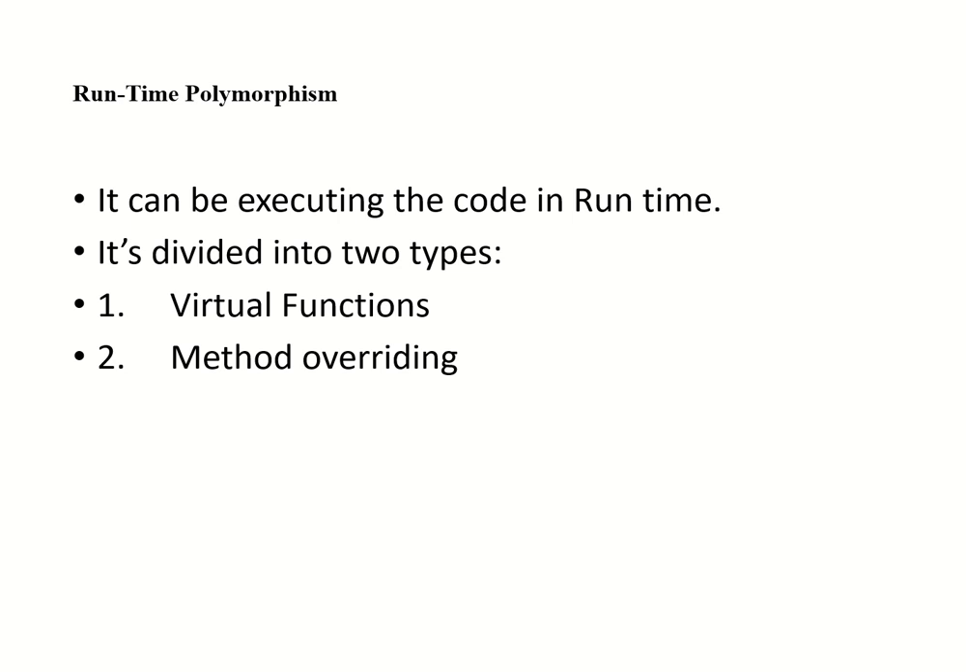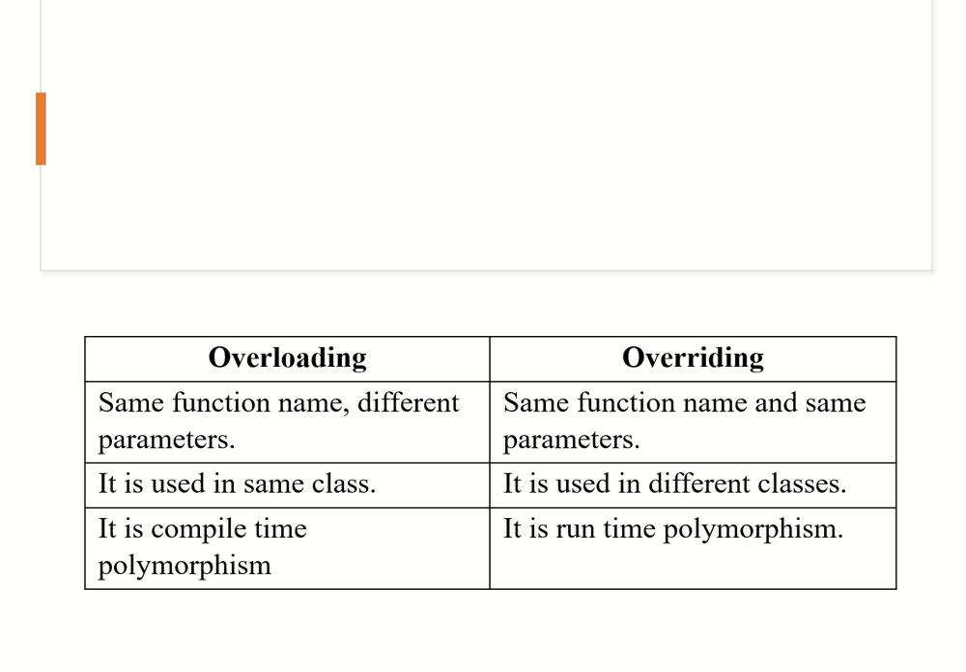Next is runtime polymorphism. In runtime polymorphism, the code is executed at runtime. It is divided into two types, virtual function and method overriding. So what is the difference between overriding and overloading? Overloading uses the same method name, and overriding also uses the same method name.